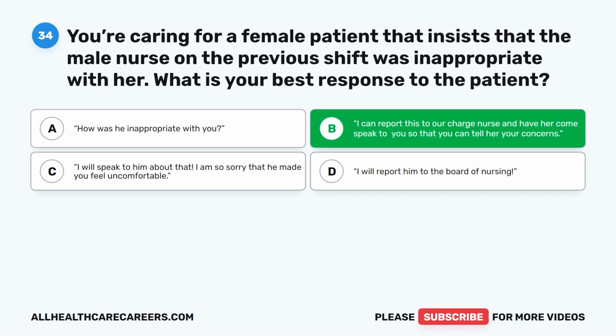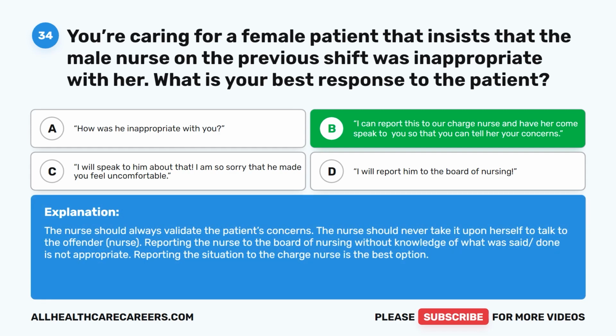The correct answer is B. I can report this to our charge nurse and have her come speak to you so that you can tell her your concerns. The nurse should always validate the patient's concerns. The nurse should never take it upon herself to talk to the offender. Reporting the nurse to the Board of Nursing without knowledge of what was said or done is not appropriate. Reporting the situation to the charge nurse is the best option.